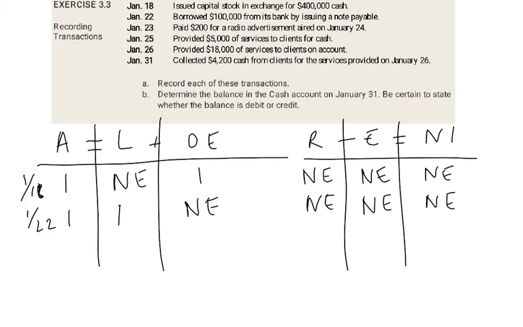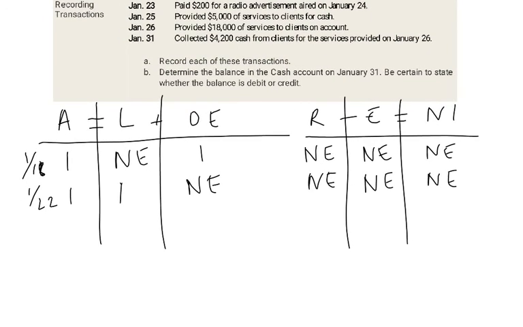January 23rd, we paid $200 for a radio advertisement aired on January 24th. So what happened to our assets? They decreased, didn't they? Because we paid cash for that radio advertisement. Did we incur any liabilities? No, we didn't. So to balance our equation, owner's equity had to have also decreased, which makes sense if you think about it. We spent cash, and therefore the owners no longer have as much ownership interest in the form of cash in the company.